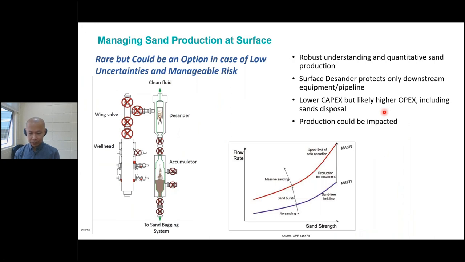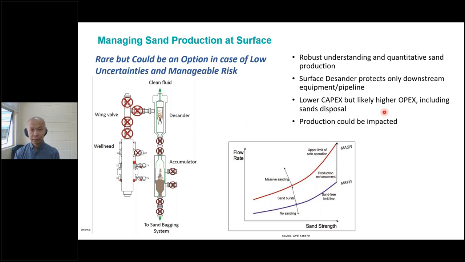All right, so now the question is, do we really need to install sand control? Do we need to stop the sand from producing at the downhole, right? Can we just let it produce and then manage it at the surface? Well, we can opt to do that, but I would say that it's quite risky. It's quite risky because first, you need to have a robust understanding and should be able to quantify how much sand production you expect to see while we are producing the hydrocarbon. That will determine the size of the equipment, the operating philosophy.